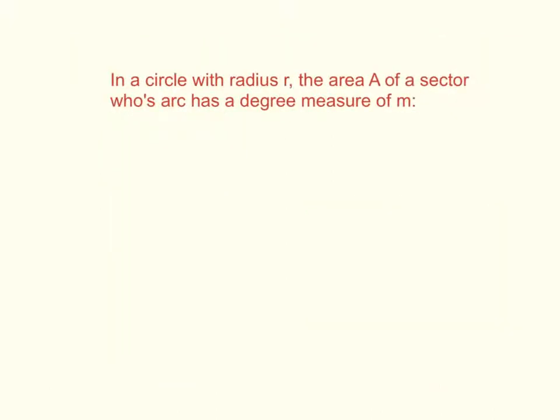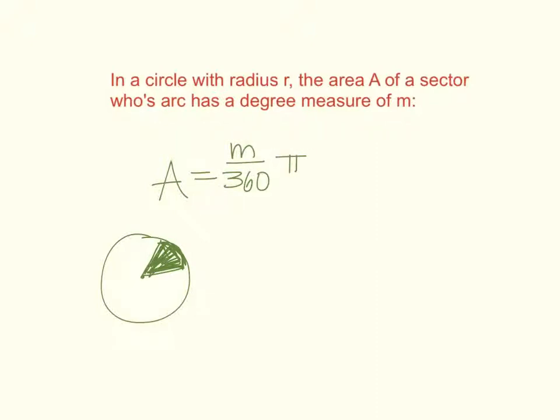Okay, in a circle with radius r, the area of a sector whose arc has a degree measure of m. We have another formula for this, the area of a sector. If I have a circle, think of it almost like a pizza. I want the area of this whole thing, and remember, it's curved at the edges because of that arc. So this is the sector we want to know. The area is equal to that percentage, m over 360 times pi r squared.